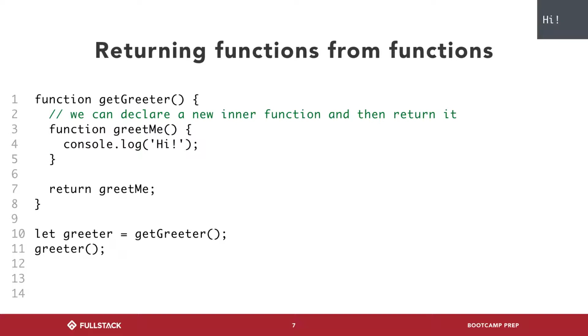Exactly. So in some ways, you can almost think of greeter as having almost no correlation with getGreeter. It just has a correlation to the return value. It's only equal to the return value of getGreeter. So after line 10 runs, getGreeter is no longer a part of that equation. When we invoke greeter here, we're invoking greeter.